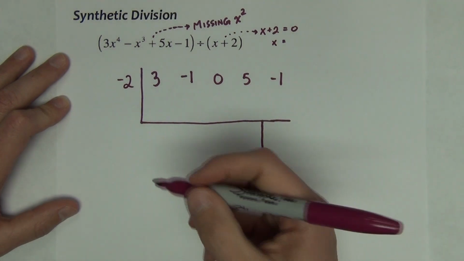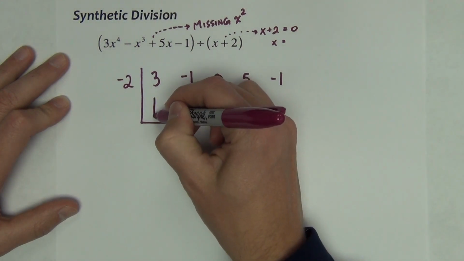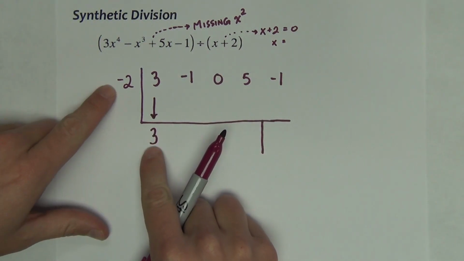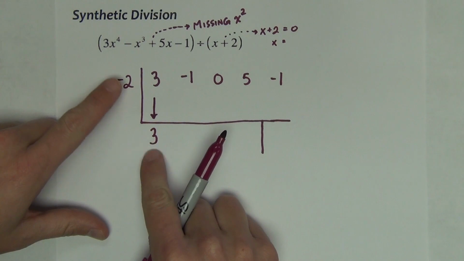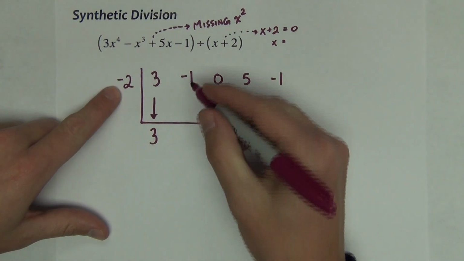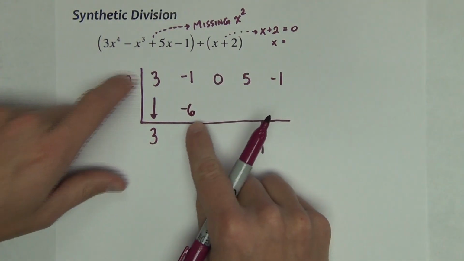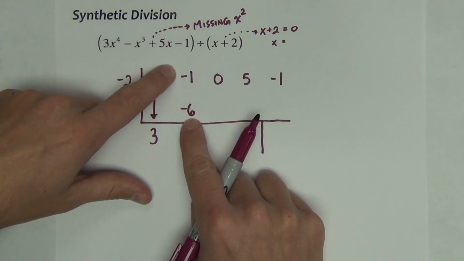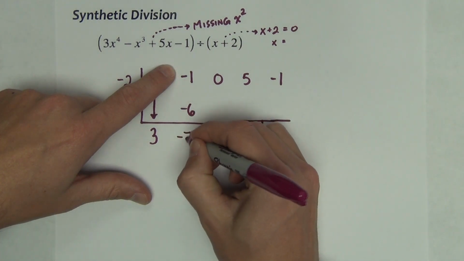Okay, now here's again the procedure. The 3, we just copy it down beneath the bar. Now whatever's beneath will multiply to what's in front. So negative 2 times 3 makes negative 6. Now the numbers that are inside the bar vertically will add together. Always add together here. So negative 1 plus negative 6 is negative 7.